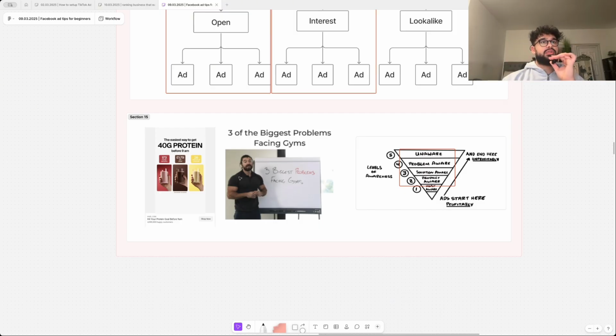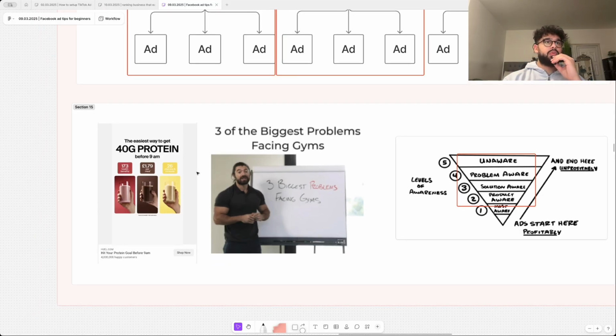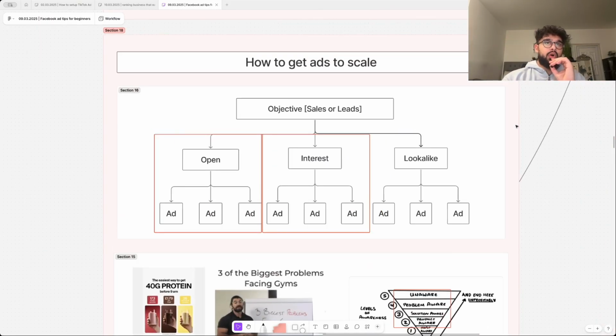So here are 2 examples of ads that could scale to your problem aware audience. Again, 40 grams of protein. So people who are problem aware, they know they need to get more protein. It's really easy. And then 3 biggest problems facing gyms. That's the unawares. Even if you're a gym owner, but you're unaware of a problem, now you can scale. So this will work. And funnily enough, you can run this ad to this audience and it'll still work. It just doesn't work the other way around. It's really easy. It doesn't get more complicated than that.